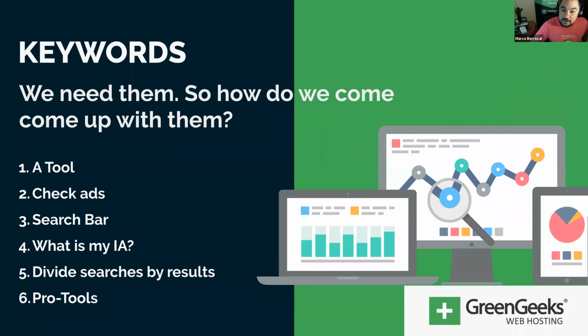So the next step is we're going to need some keywords. How do we come up with them? The first thing I always recommend is that we write some keyword ideas. So what is my business about?